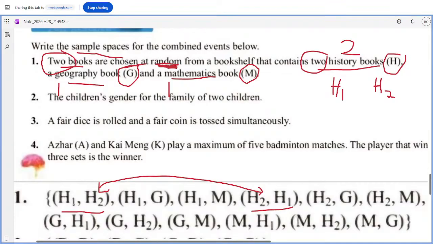This one is a bit of logic, guys. When you take 2 history books, are they completely the same? Yes or no? This comes to logical thinking already. Let's say you choose 2 history books randomly from the library. Are they of the same content or different? You think and see. Same or different?